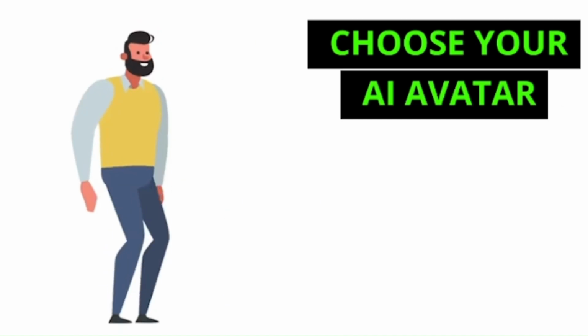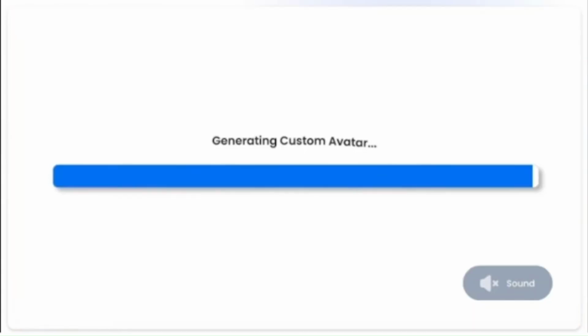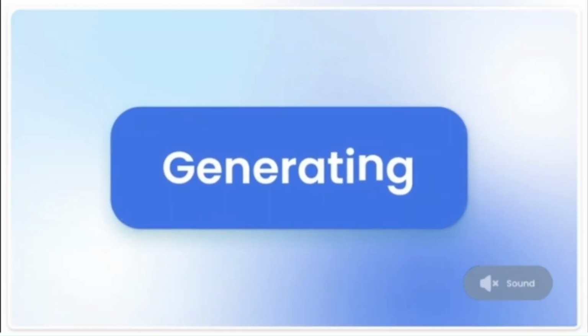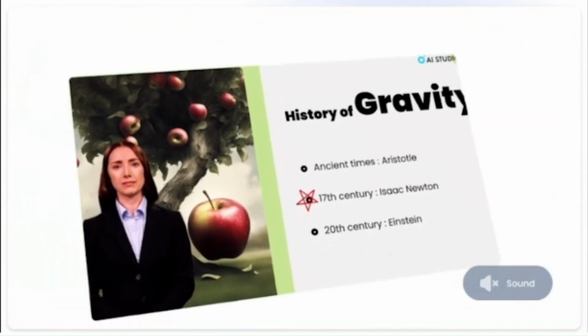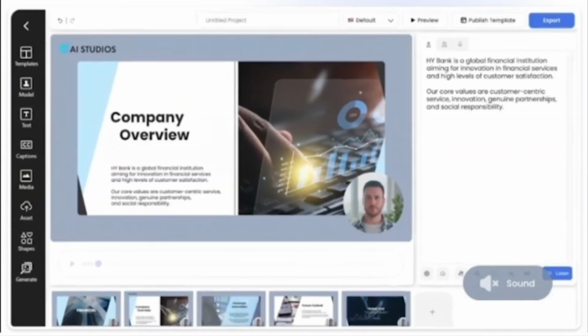Step 3. Choose your AI avatar. After logging in, go to the Avatar Creator section. Here you can choose from pre-designed avatars or upload an image to create a custom look for your AI influencer. Adjust the avatar's features like skin tone, hairstyle, and outfit to suit your vision.